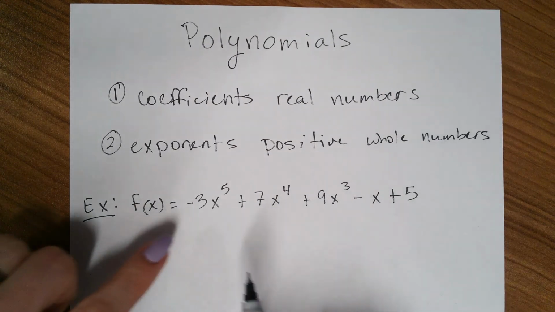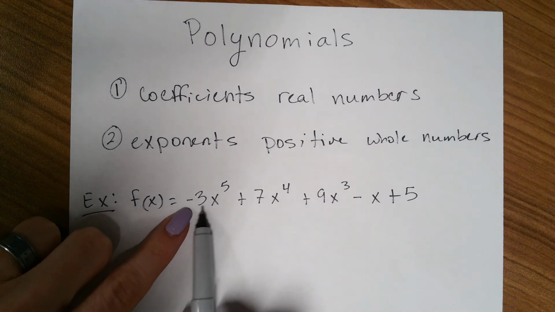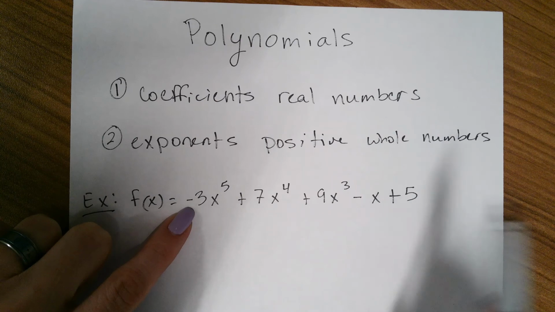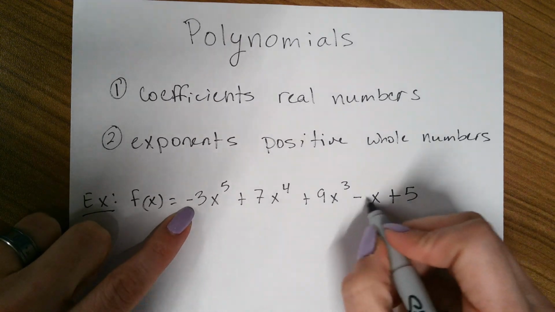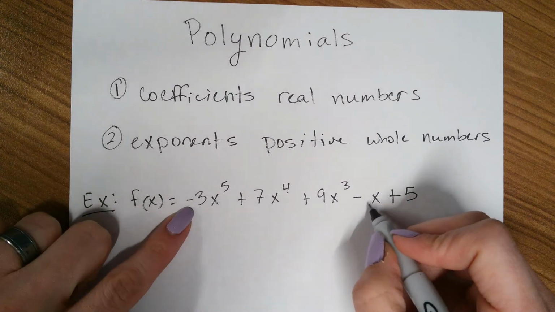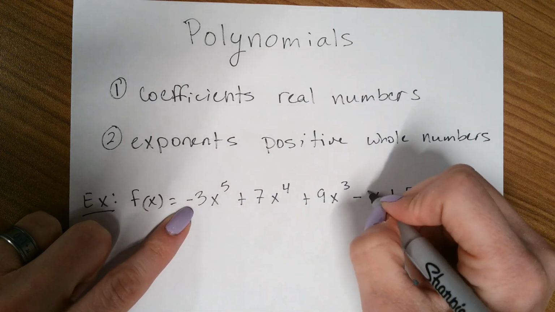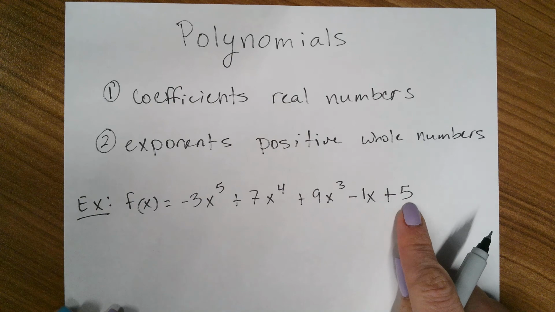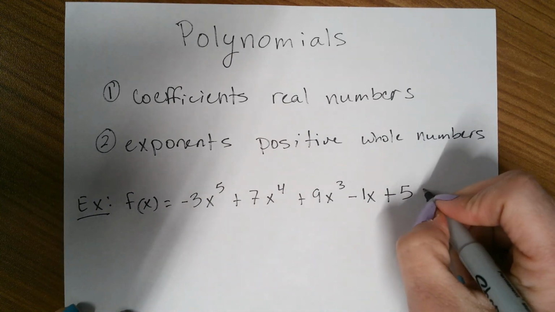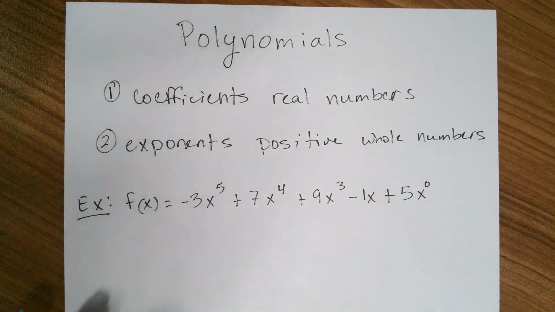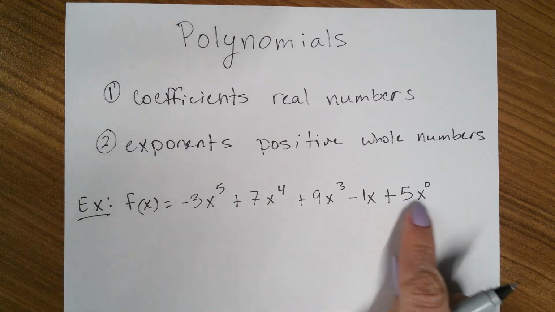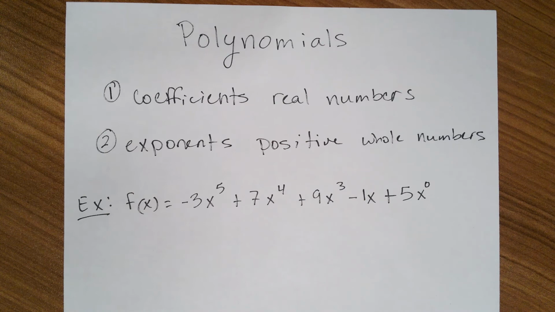Notice that all of my coefficients are just the numbers that are in front of your variables. In this case, there doesn't appear to be a number in front of x, but that's an understood 1. And 5 doesn't appear to have a variable, but if you recall, anything to the 0th power is 1. So technically that constant is a coefficient. It's just attached to x to the 0 power.